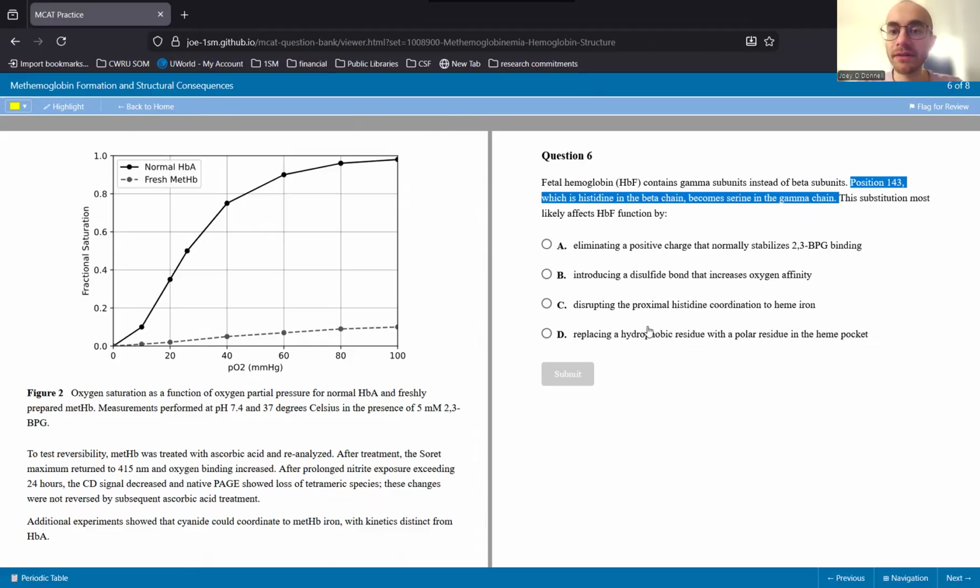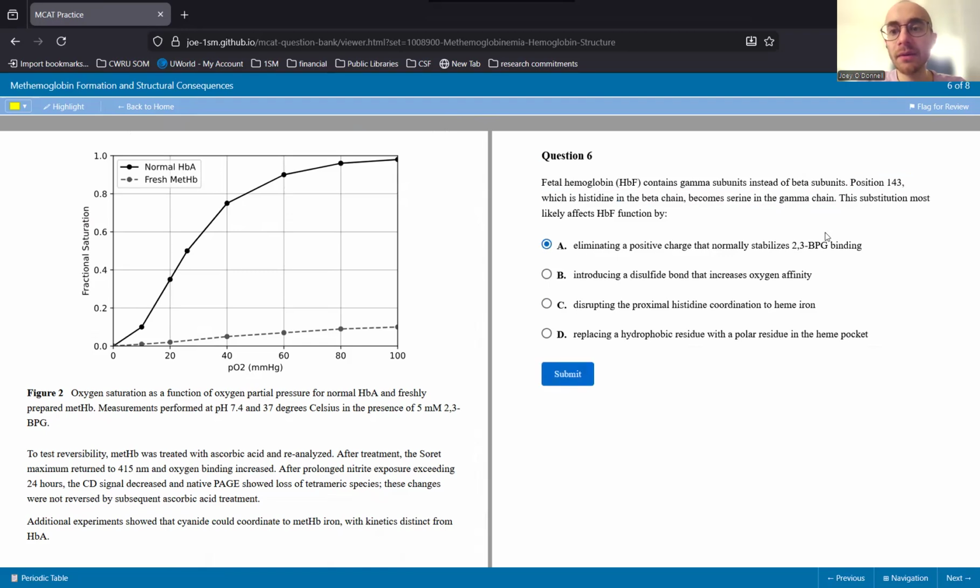So, when we look at something like D, that's not what histidine is. We can eliminate that. C, disrupting the proximal histidine coordination to heme iron. Again, histidine is positively charged. We're not expecting it to donate electrons. B, introducing a disulfide bond that increases oxygen affinity. That would be if this were cysteine and not serine, maybe.